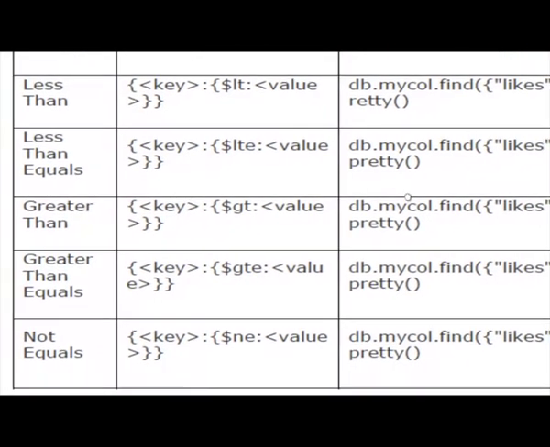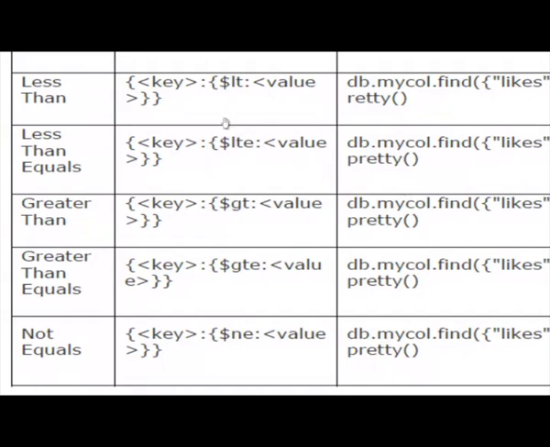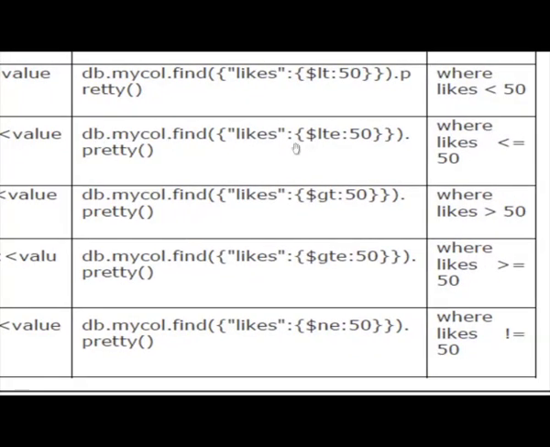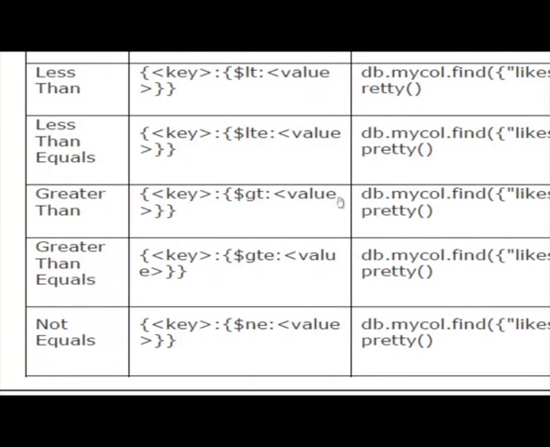Less than or equal to is indicated as $lte. When you take a look at this example, likes which is less than or equal to 50, this query will return the documents containing likes less than or equal to 50. So, this is similar to where likes is less than or equal to 50. Similarly, you have queries for greater than, greater than or equal to, and not equal to.